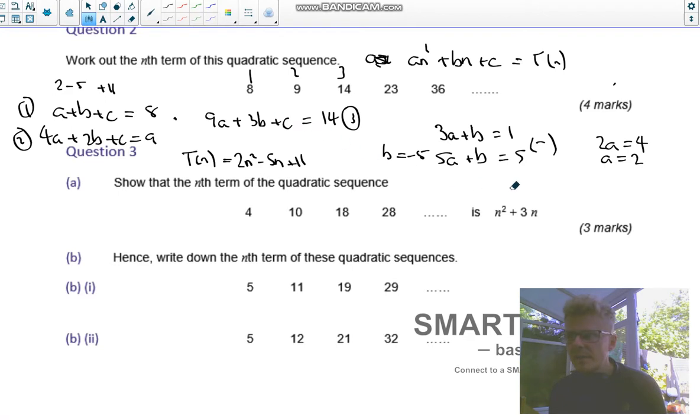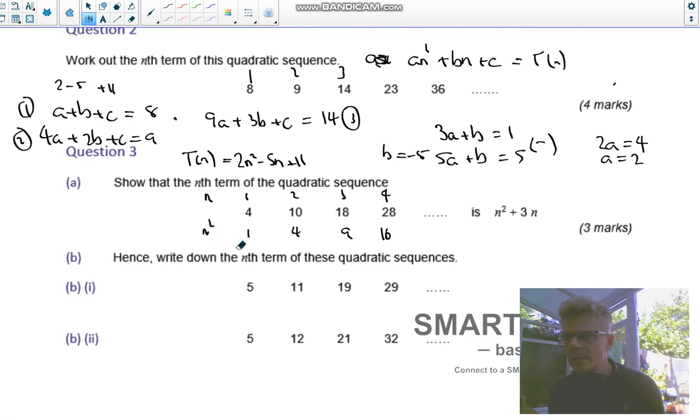Show the nth term for this sequence is n squared plus 3n. Now, given it's 1n squared, I'm just going to quickly jump to the other method. So we know it's an n squared, so let's compare these two. Let's put the term number here, so that's n. Let's write down what n squared would be, so 1, 4, 9, and 16. And let's do a comparison. So we're at n squared.